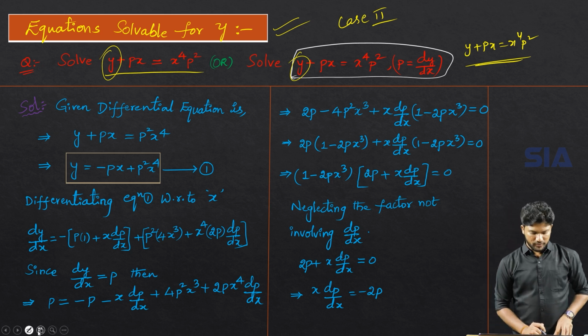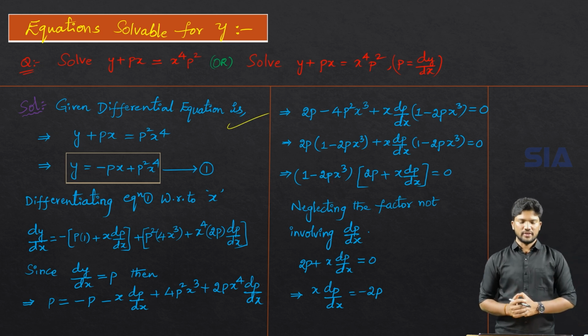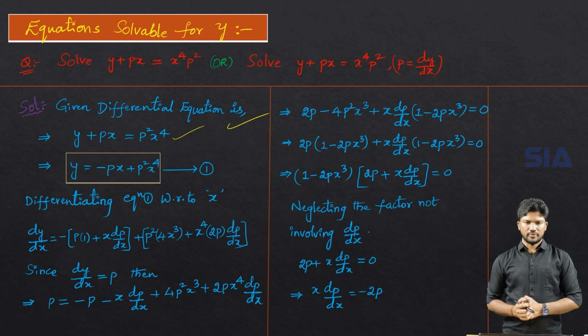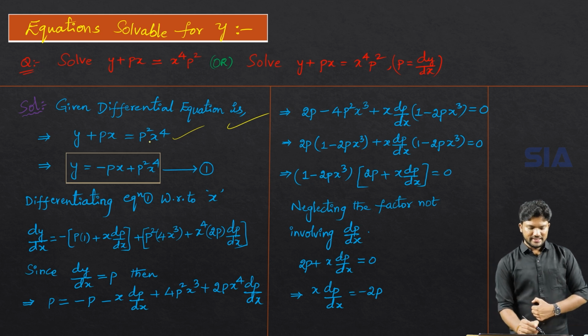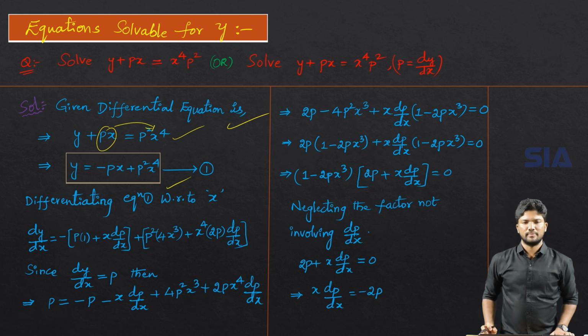Okay, so now after identifying, you can start the solution. Given differential equation is y plus px equal to p square x power 4. So send this px value to RHS, then y is equal to minus px plus p square x power 4. That is equation number 1.